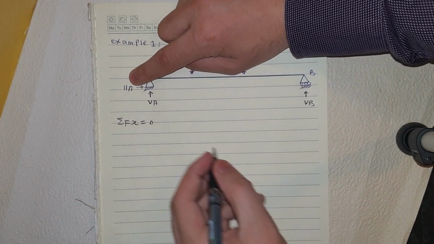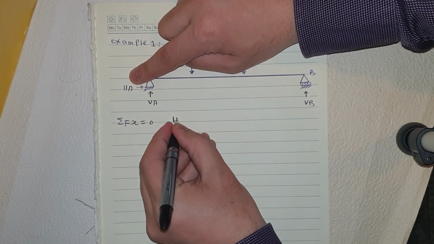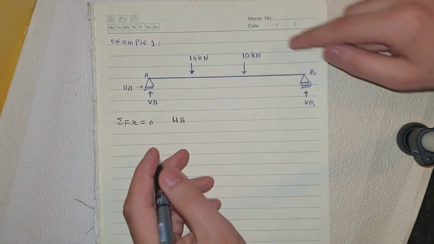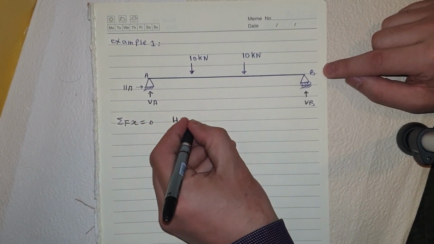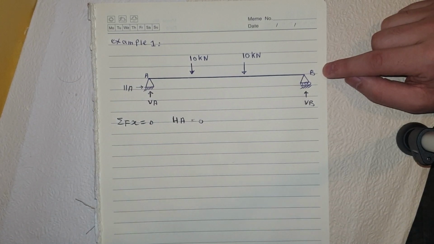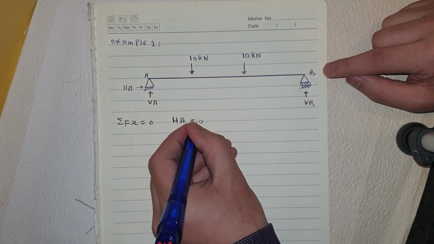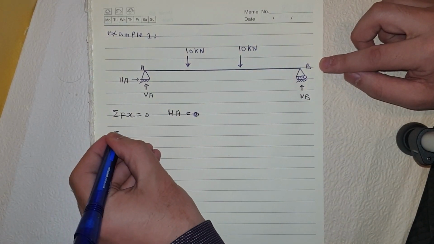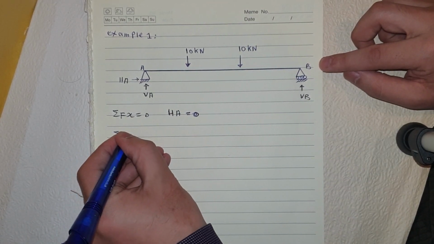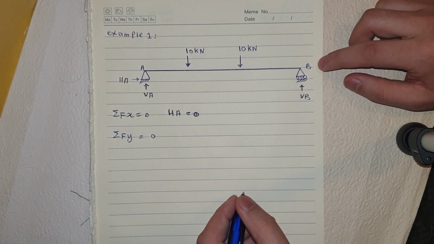So I have only HA. Do I have any forces acting in the horizontal direction? No. So now our HA will be equal to 0. Next step, take summation of Fy equal to 0.